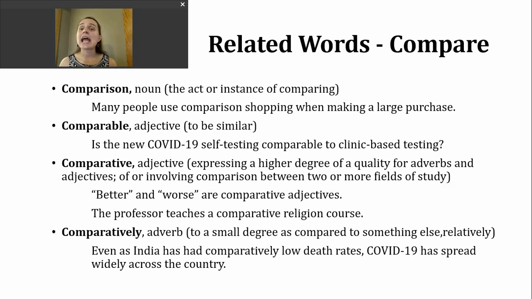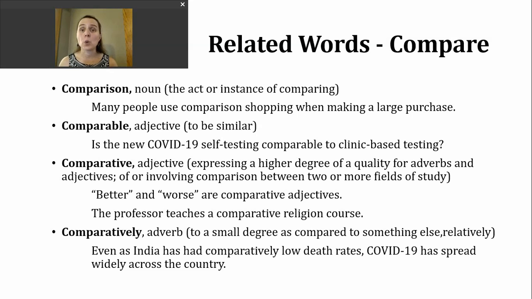Next, let's take a look at some words that are related to our verb compare. The first is a noun. It's comparison. And its meaning is the act or instance of comparing. Here's an example sentence. Many people use comparison shopping when making a large purchase. So you might think of buying a car. Right? You just don't pick out one and go, that's it. You might look at several different types before you buy.